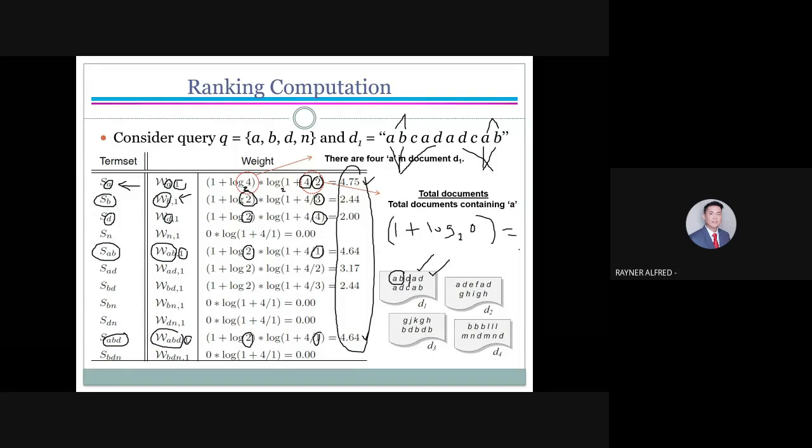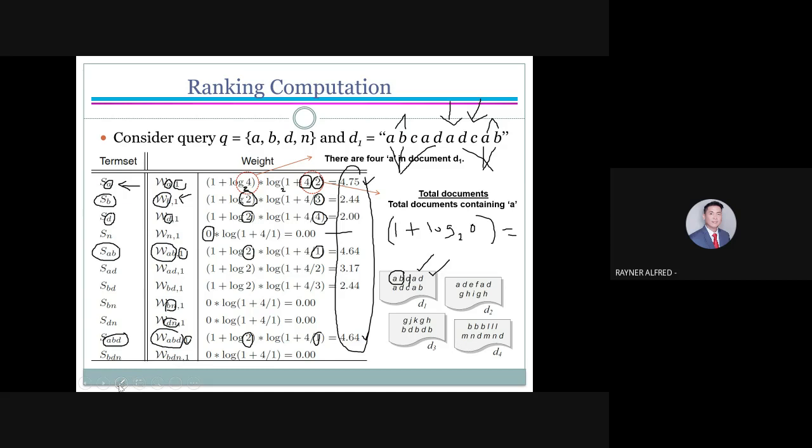Okay. So this one is undefined, so when undefined means 0. And similar to BN, BN in document 1, there is no BN here, so 0. DN also, there is no DN here. Okay.